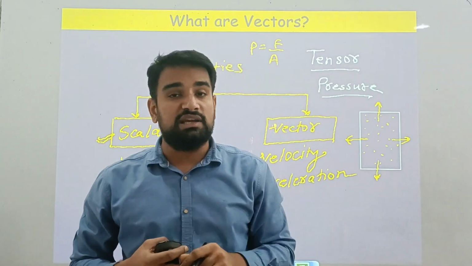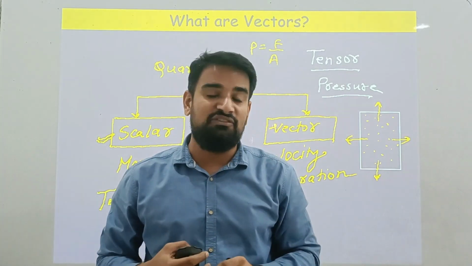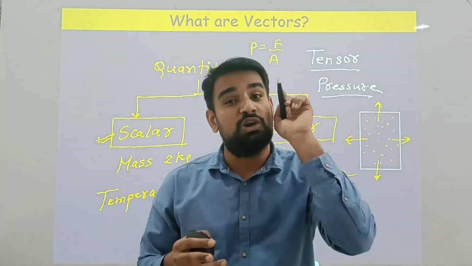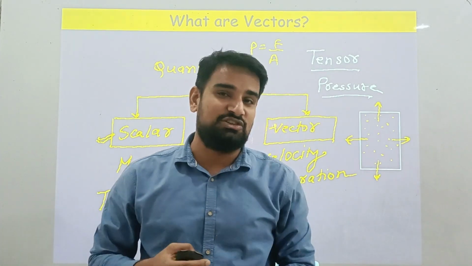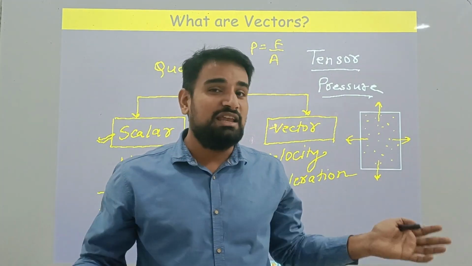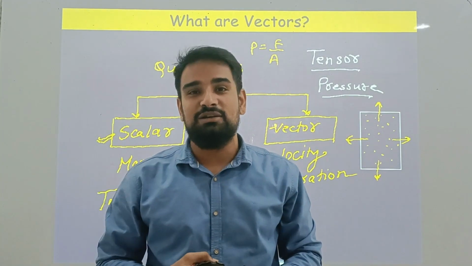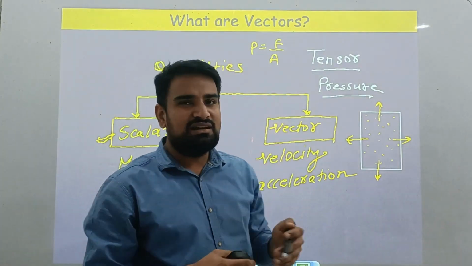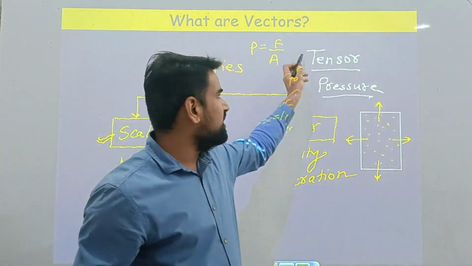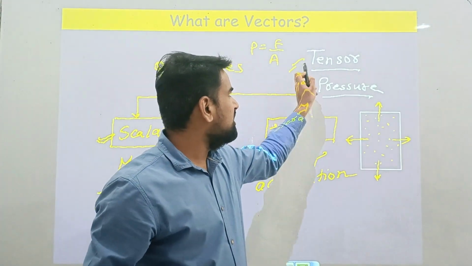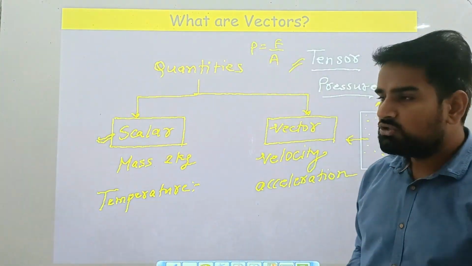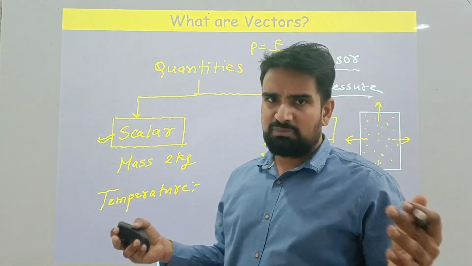In a vector quantity, it is compulsory that you specify a quantity which has one and only one direction. If it does not have a single direction, that means it is not a vector quantity. The quantities which operate in multiple directions are known as tensor quantities. So the example I gave you, pressure, is known as a tensor quantity. So basically, there are multiple kinds of quantities.